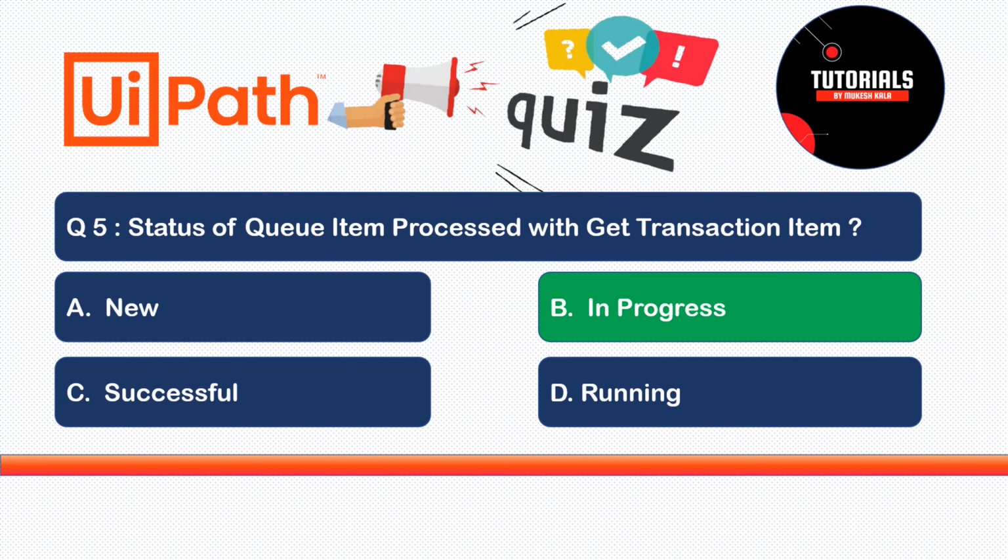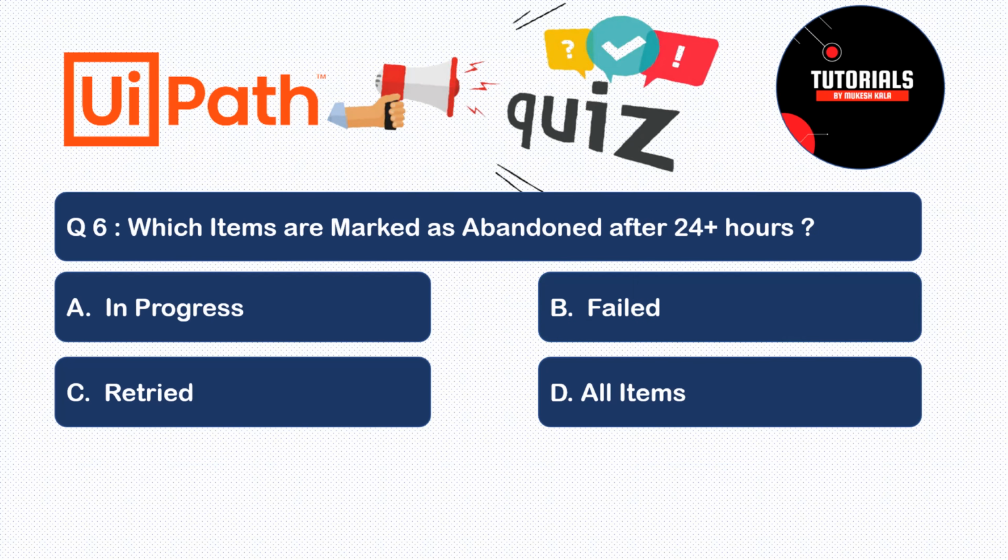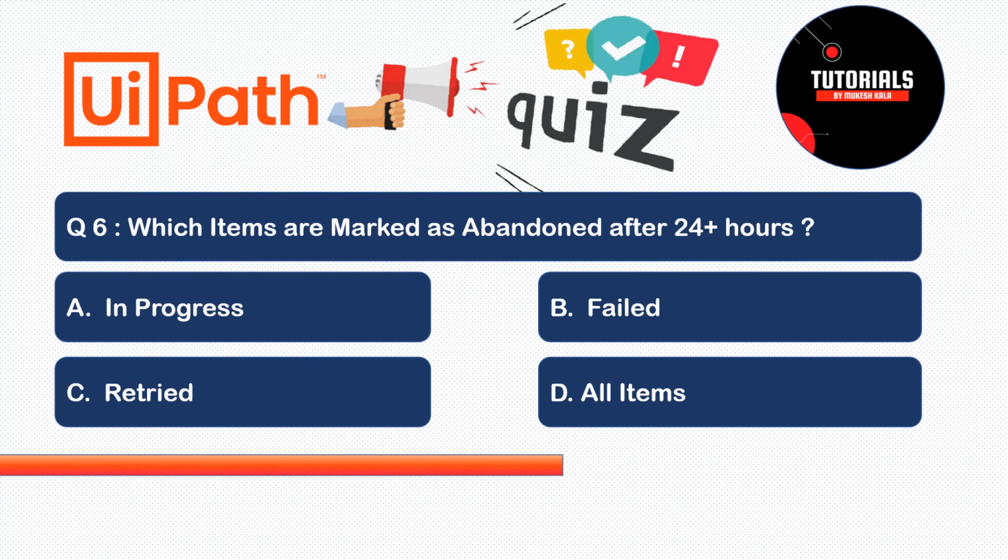Having said that, here on the screen is question number 6, which says which items are marked as abandoned after 24 plus hours. So there is a status which is abandoned. So which items are marked as abandoned after 24 hours? Is it the in progress items, the failed items, the retried items, or all the items are marked as abandoned after 24 hours? So these are all the statuses of the queues. So which status is marked as abandoned?